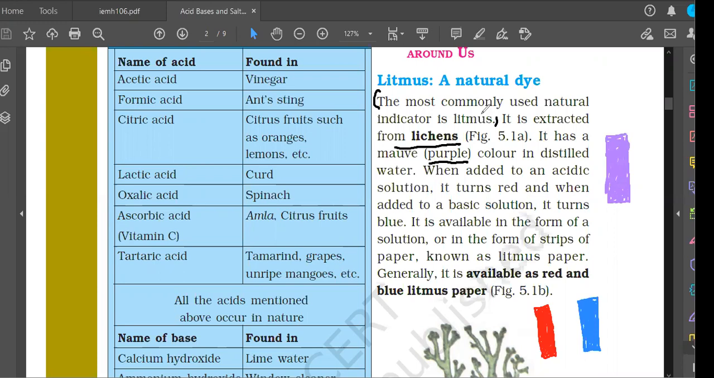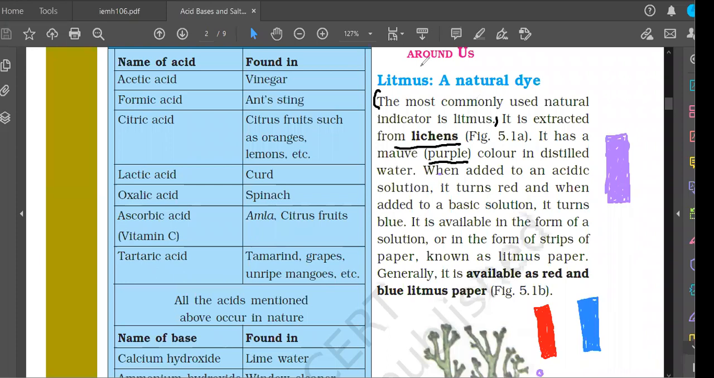So the natural color of litmus is purple, right? But when you dip this in acid, it will turn into red. Got it? So this color changes to red when it is dipped in acid.